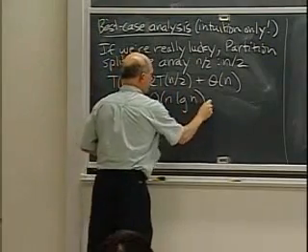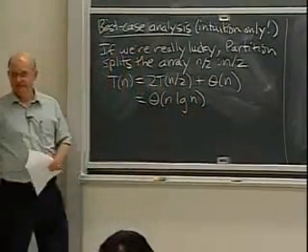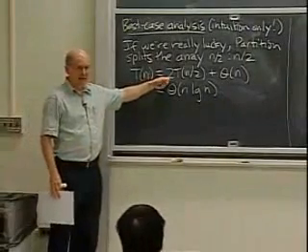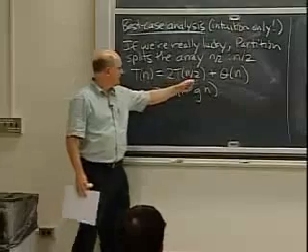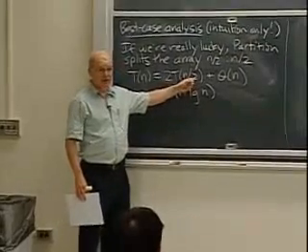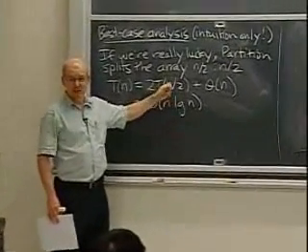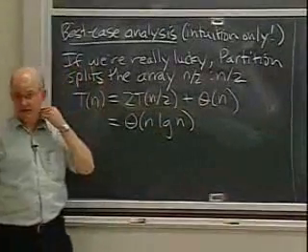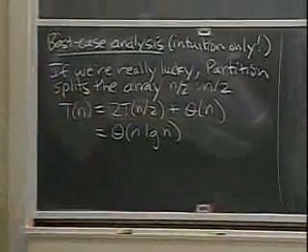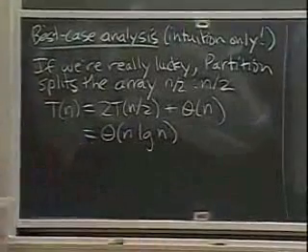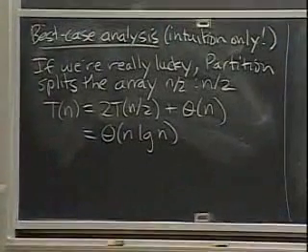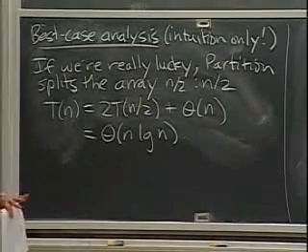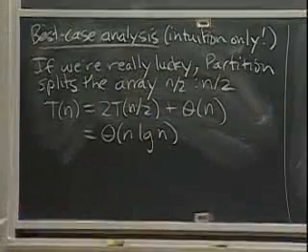Okay, which case of the master theorem is it? Yeah, case 2. Right? Because n to the log base 2 of 2 is n to the 1. It's the same, so we tack on the extra log n. Case 2 of the master theorem. So that's pretty good. That says that in the best case, Quicksort's going to do well.